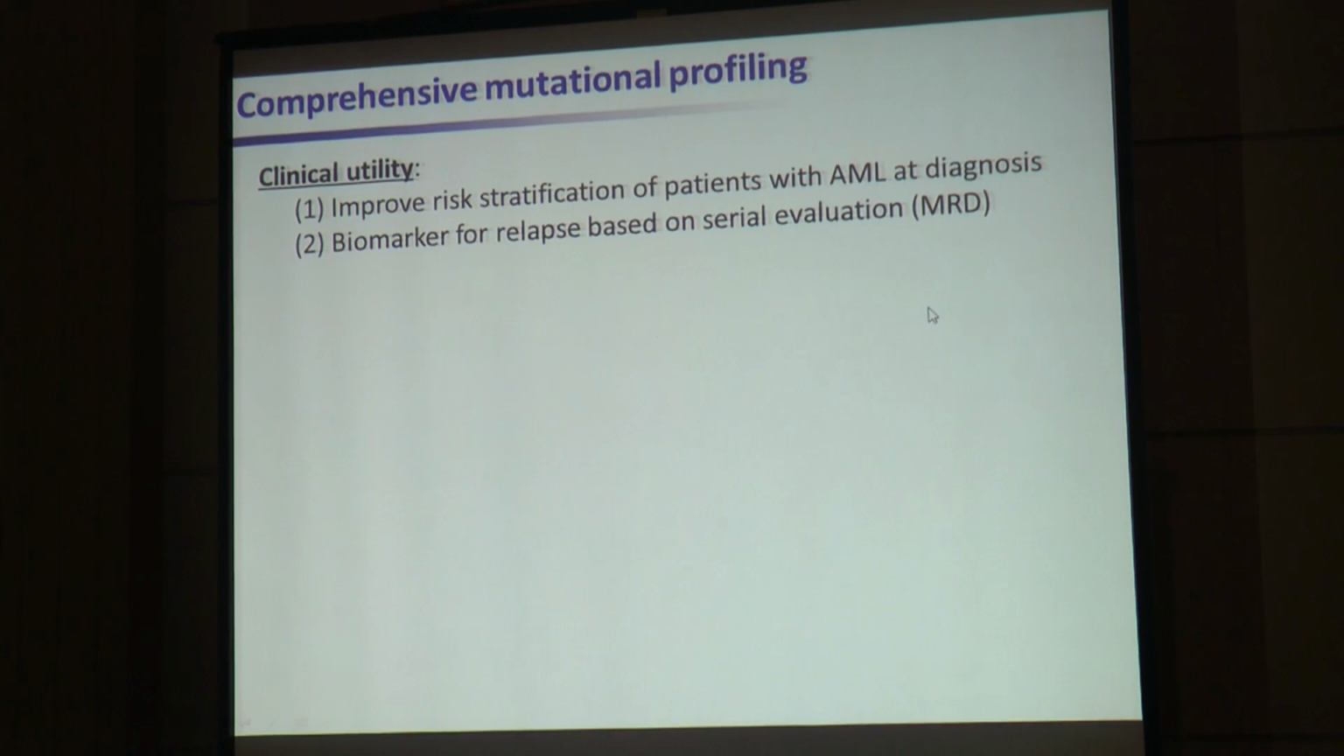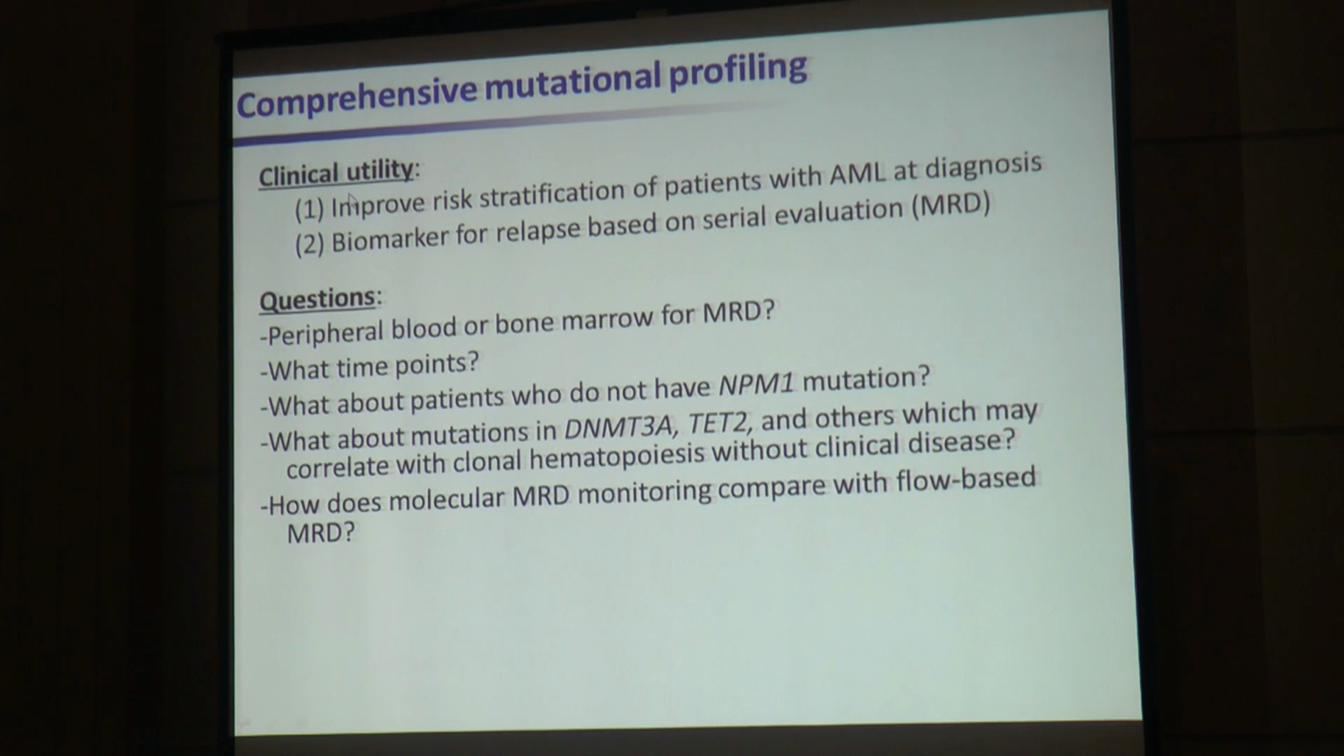So I think hopefully I've shown you so far mutational profiling has been used to improve risk stratification of AML and also provide a biomarker that will predict relapse. But there are many questions related to MRD still. First, similar to what Dr. Mufti talked about for MDS, should we be using peripheral blood or bone marrow for MRD detection? This is a question that still needs to be addressed. What time points should we use? That study looked at the time of morphologic remission following induction chemotherapy. Should that be the standard time point or not?